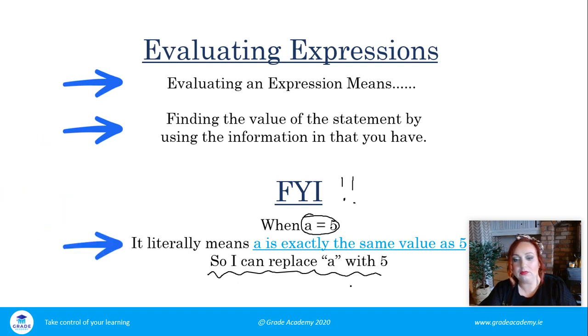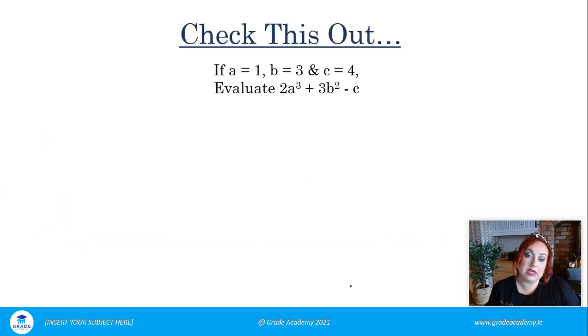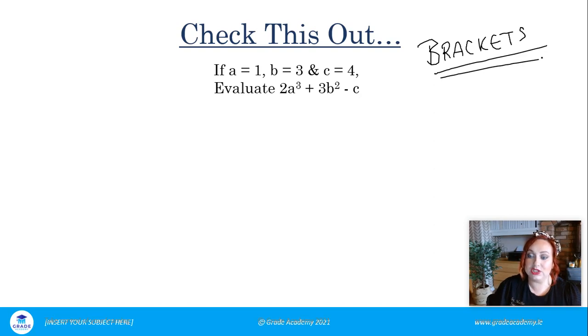Right. Let's move on. The best thing to do with evaluating expressions is to literally jump in and do some examples. I am going to replace A with 1, B with 3, and C with 4. And that's all you're going to do. Now, when you are replacing the letters with the numbers, please put them in brackets because it does help you to really be able to visualize exactly what is happening.